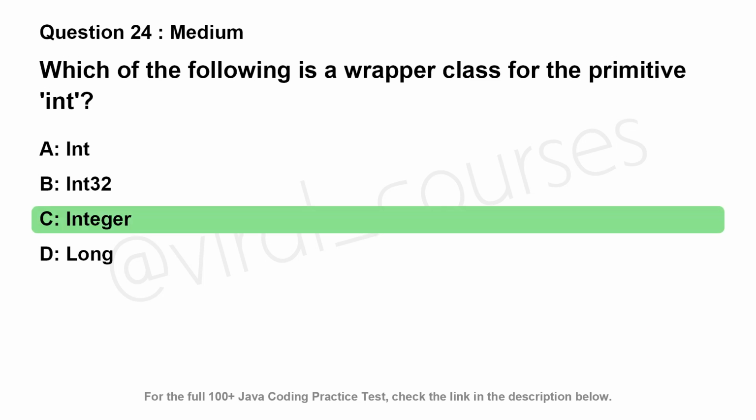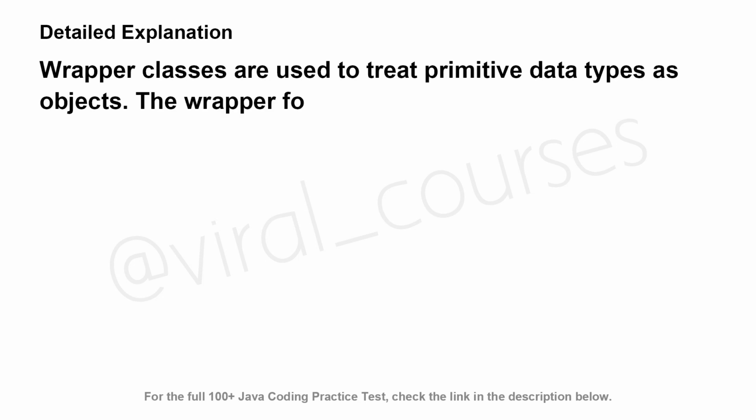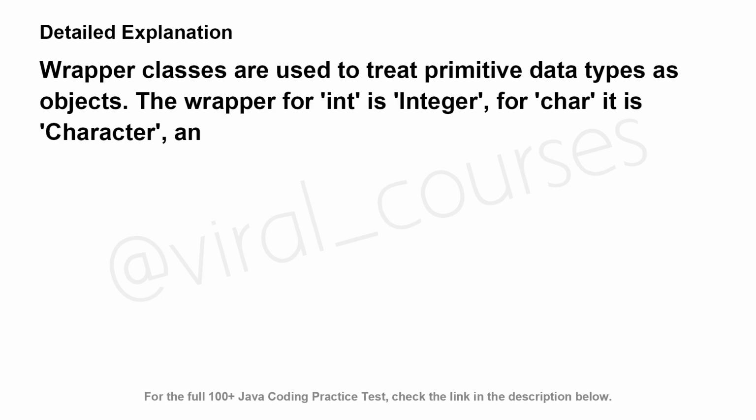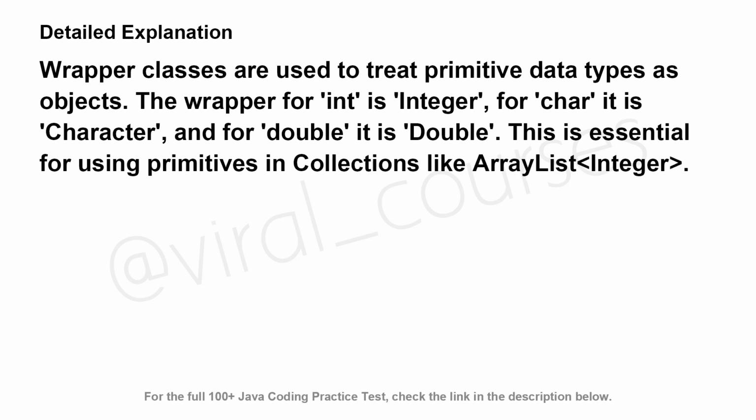The correct answer is C. Wrapper classes are used to treat primitive data types as objects. The wrapper for int is Integer. For char, it is Character. And for double, it is Double. This is essential for using primitives in collections like ArrayList<Integer>.